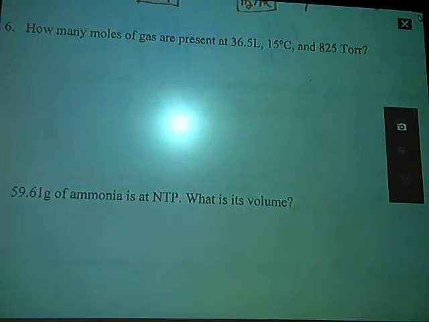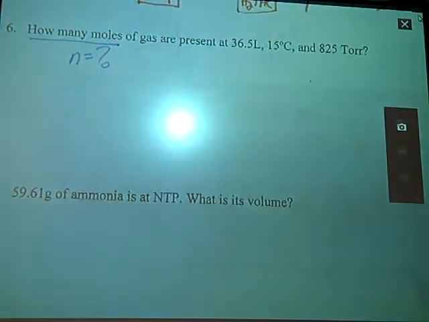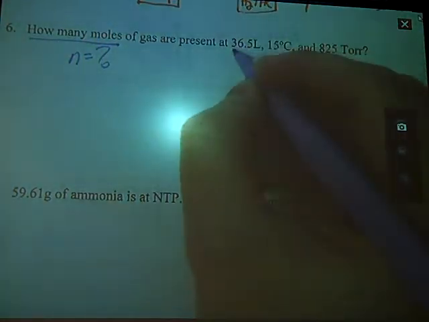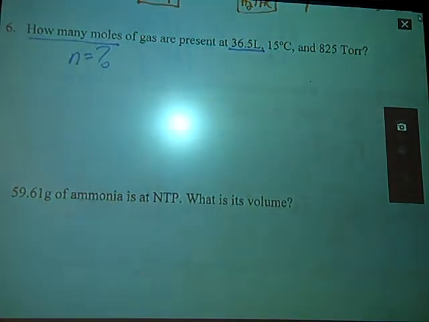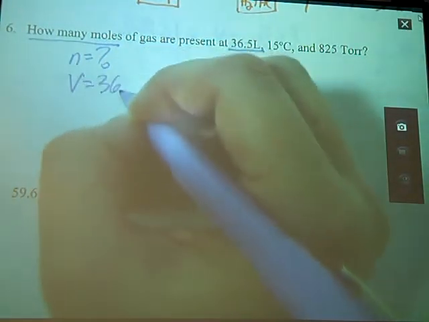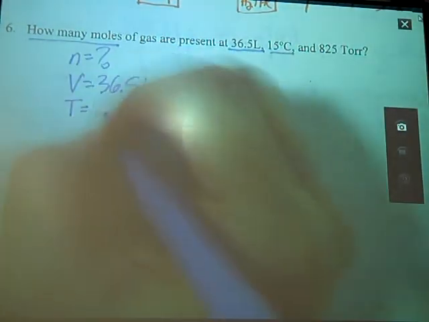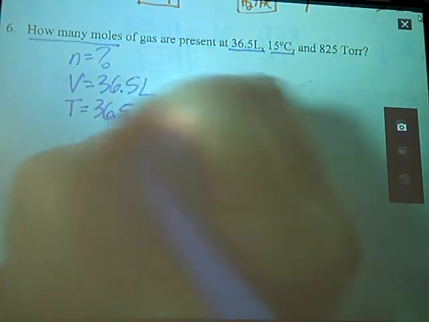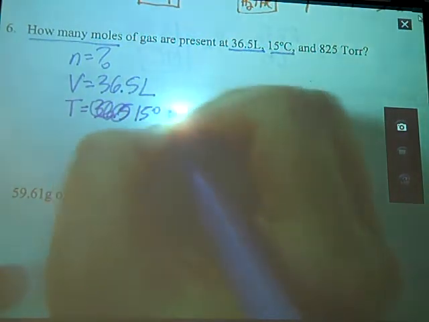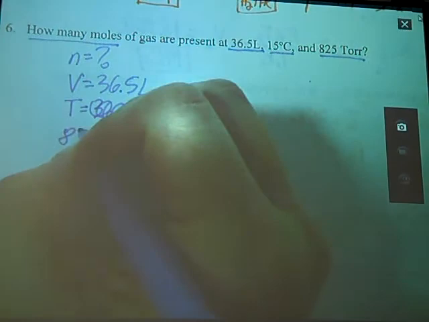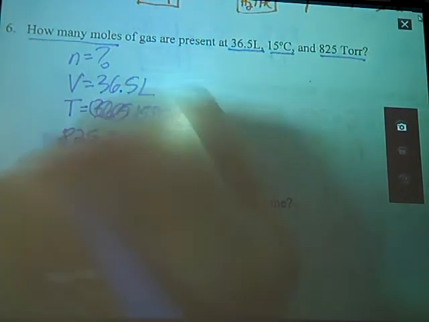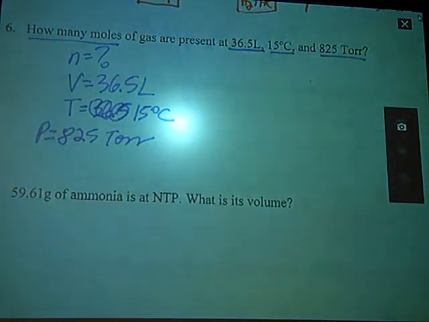So, stuff that looks useful. How many moles? That sounds like what we're looking for. Of a gas, so this is a gas law problem, are present at 36.5 liters. Liters, that's my volume unit. 15 degrees Celsius, that's my temperature. Oops, I just wrote that again, goofball. And 825 torr. I'm just all kind of off kilter today, I apologize.